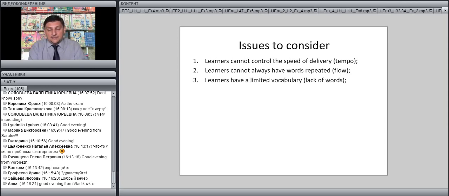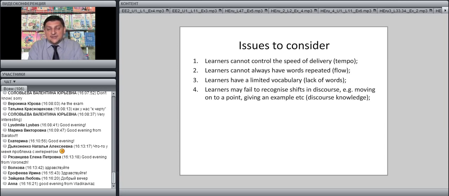Learners have a limited vocabulary sometimes, and this lack of words brings about a lack of understanding. If you don't know a word the lecturer uses, and if there are so many words like this in a speech, you will not be able to understand even the main idea or what is being said sometimes.